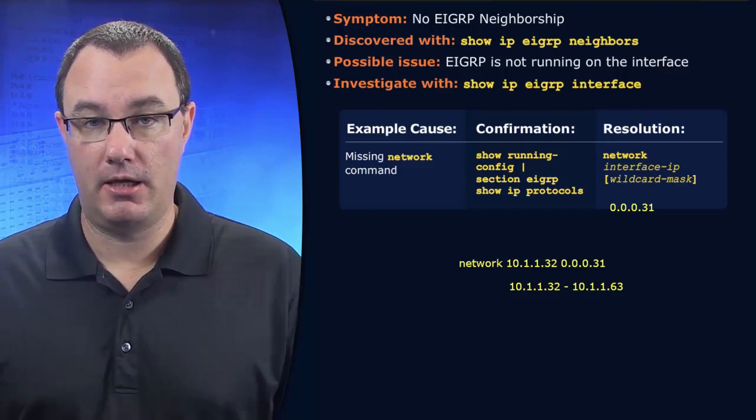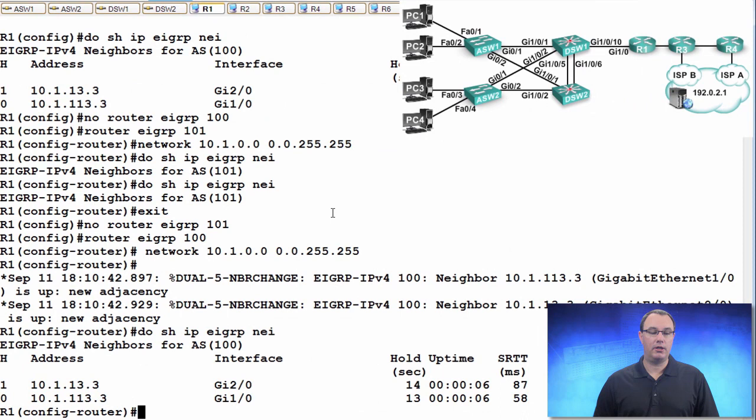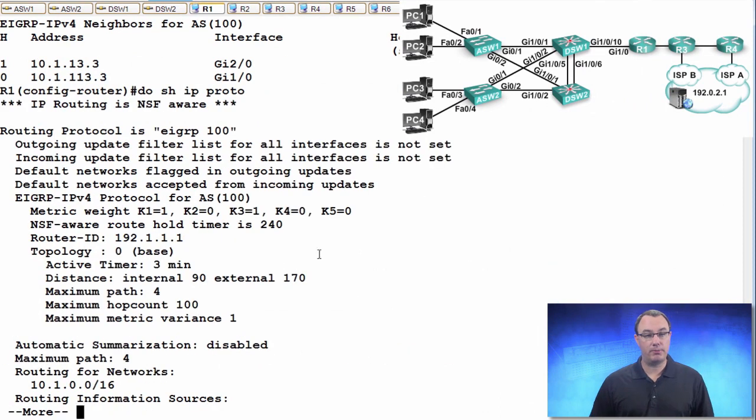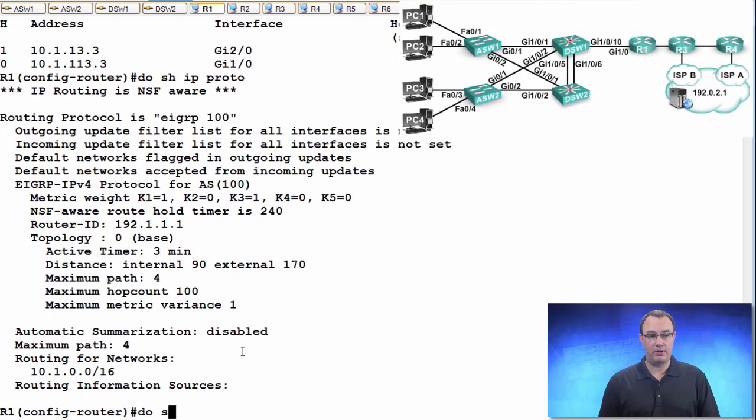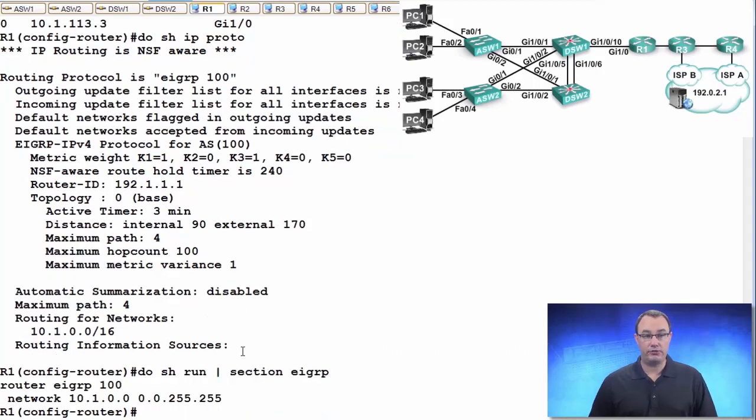Okay. Now, if we want to be confident in our network commands, we do a show IP protocols. Show IP protocols tells us the network commands that we have enabled right there. The running config will also show that. And the /16 is an indication that a wildcard mask of 0.0.255.255 is enabled. I happen to know that because I've configured this router myself. But let's just do a section EIGRP, and you'll see my mask that I've supplied.